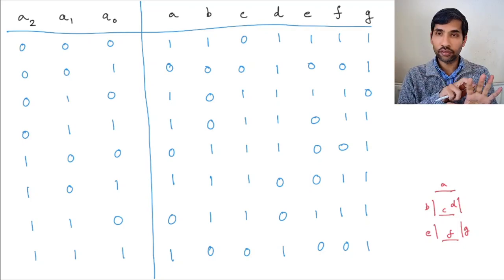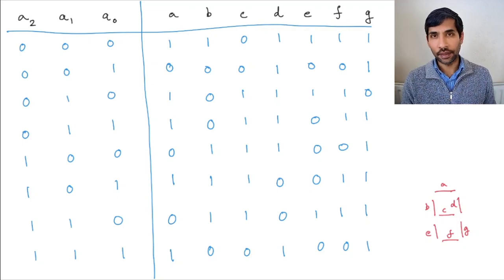So how do we go from this truth table to a Boolean expression? The answer is we use k-maps, right? But what would it mean? Because till now we have only looked at one output systems. Now we have seven outputs. So how are we going to work through that?